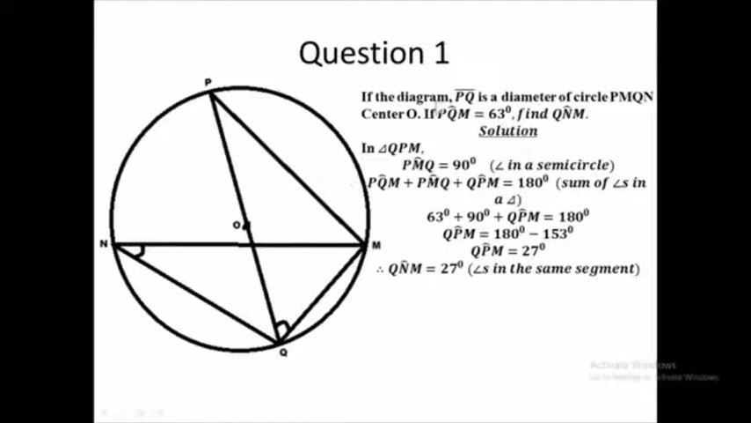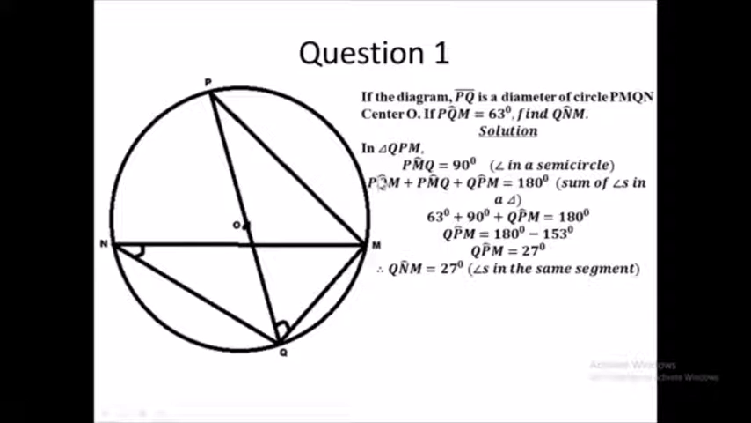It says, in the diagram, PQ is a diameter of a circle PMQN, center O. That means this center O here is the center of the circle, and this line PQ is a diameter, since it passes through the center of the circle. So we are told that angle PQM, this angle I marked there, is 63 degrees. Find angle QNM. QNM is the angle marked there. So that is what we have to find.